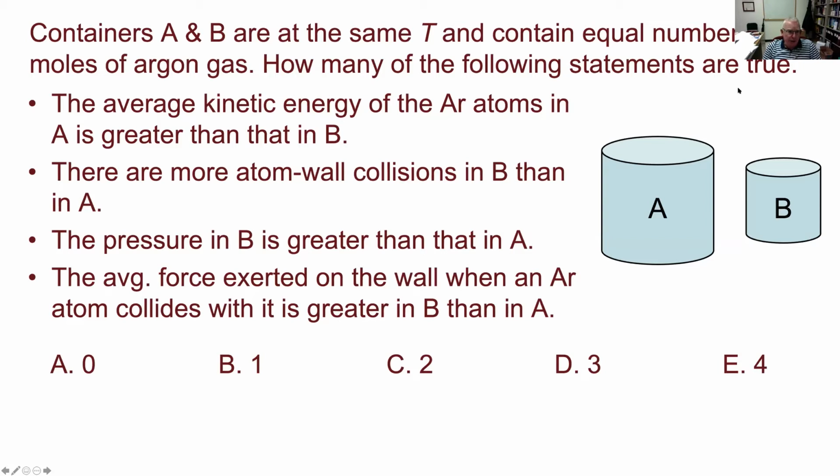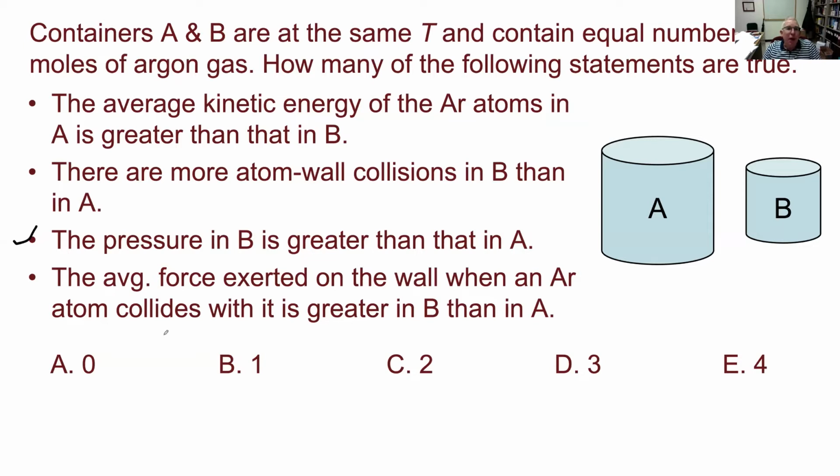The easiest one, I think, is the third one, which says the pressure in B is greater than the pressure in A. Right? I have the same number of moles at the same temperature. B is a smaller container, so it's got a smaller volume. So that has to mean that B has a higher pressure. So let me get myself a pen and just check that one off, because that one's definitely true.